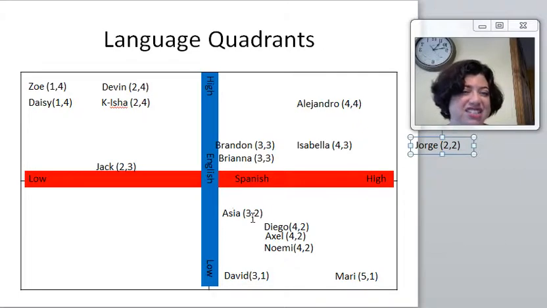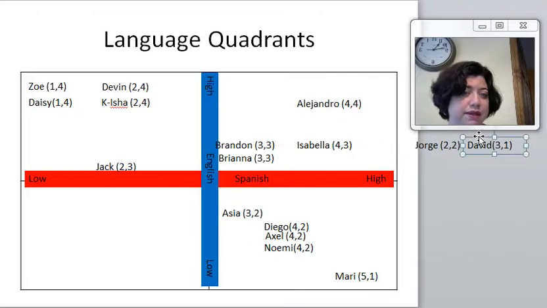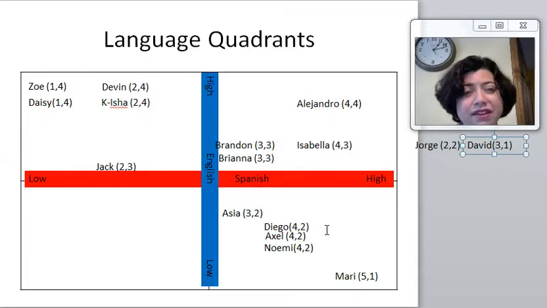I think logistically, just because I have more kids in this quadrant than this, I might try pairing Jorge up with David. So David has a higher proficiency in Spanish, so he's going to be a support and a model for Jorge when we need to use our Spanish as monolinguals. And Jorge will be a support for David when we need to use our English as monolinguals in the classroom during separation of language time. So now let's look at other kids.